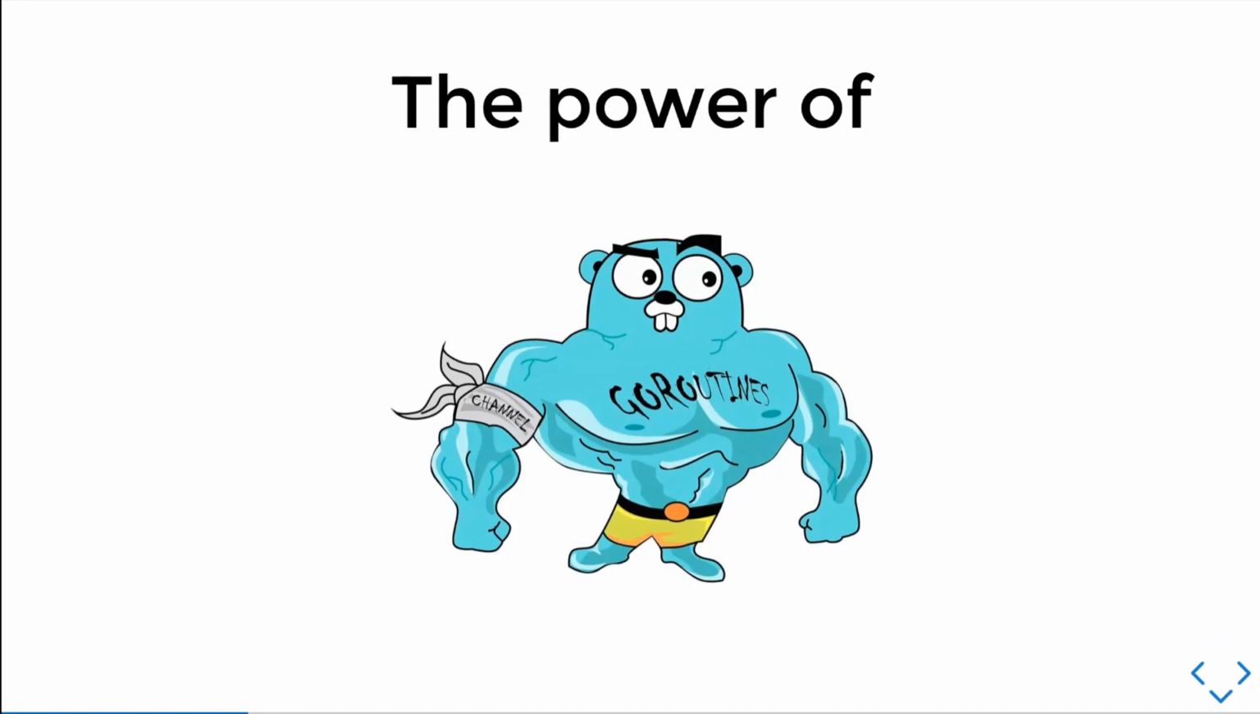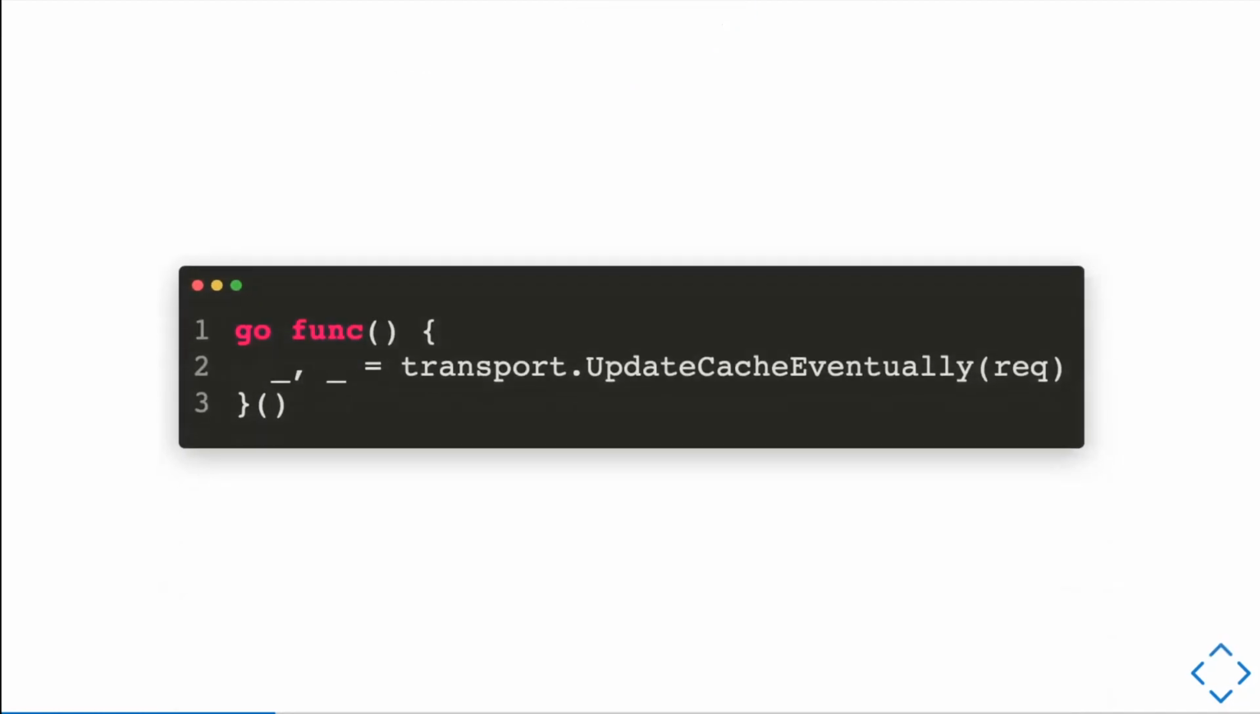And so I'm using goroutines to avoid the time consumption and run really cost-effective functions like the update cache eventually, because it has to validate the headers, check the RFC, etc. And here I don't get back the results because I don't need it.